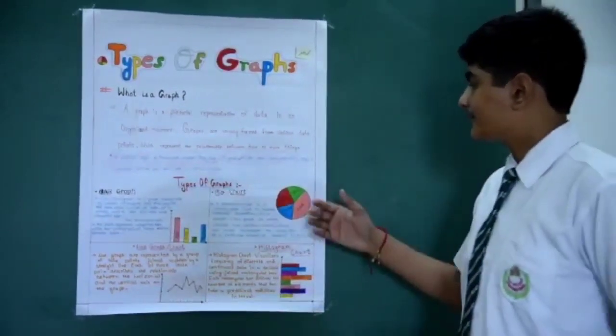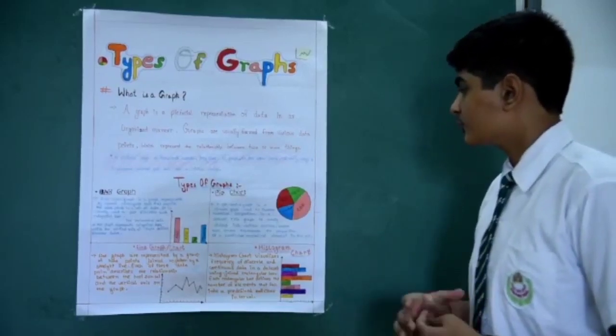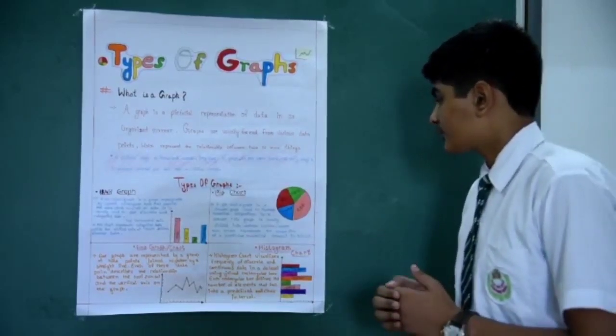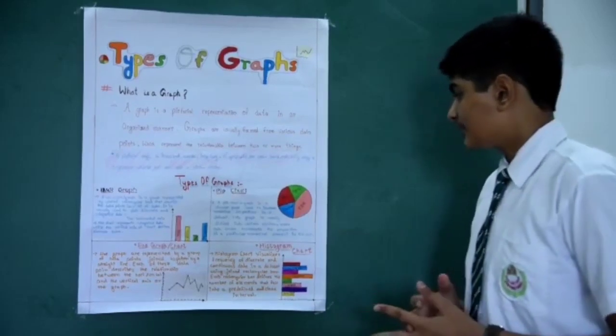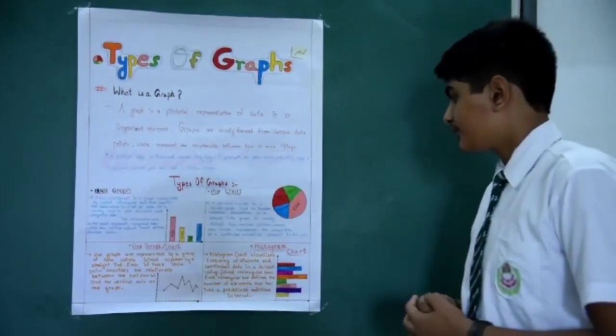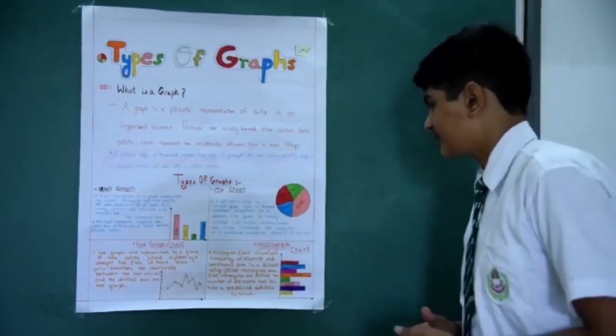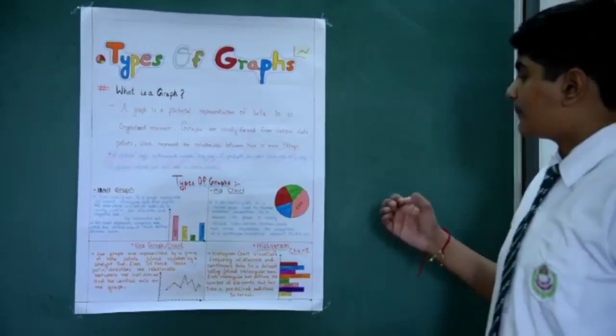Now we are coming towards the pie chart. A pie chart is a circular graph used to illustrate the numerical proportion in a data set. The graph is usually divided into various sectors where each sector presents the proportion of a particular numerical element in a set. So this is called a pie chart.